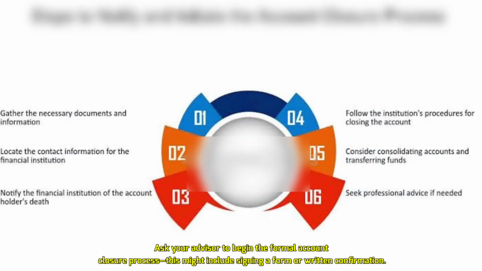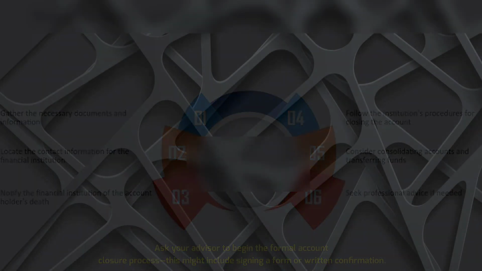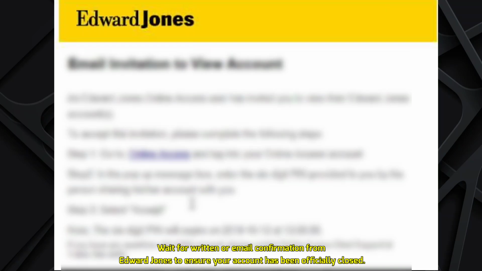Ask your advisor to begin the formal account closure process. This might include signing a form or written confirmation. Wait for written or email confirmation from Edward Jones to ensure your account has been officially closed.